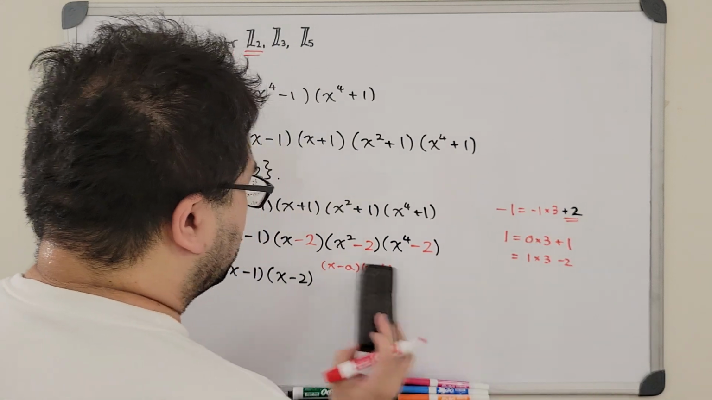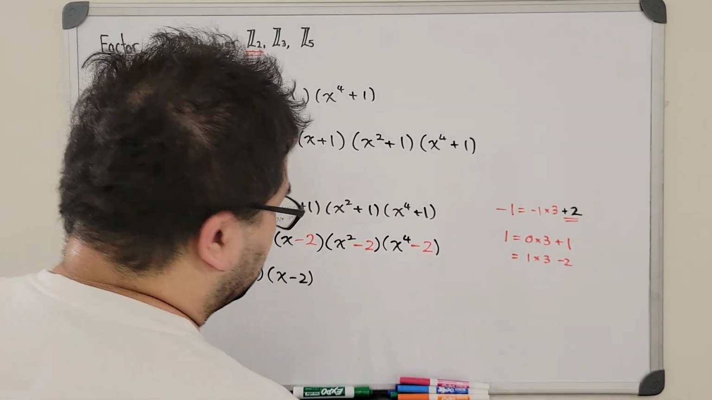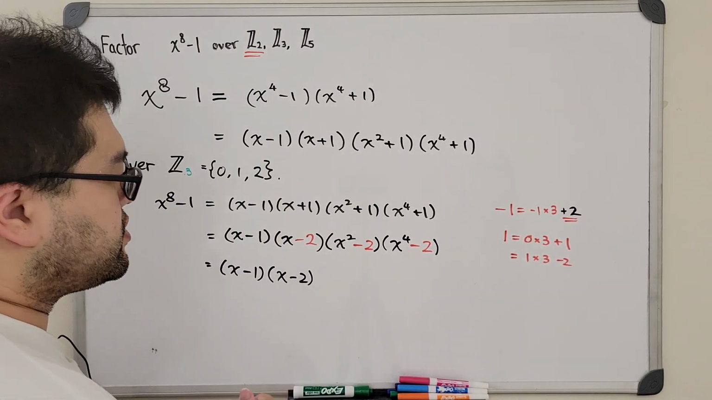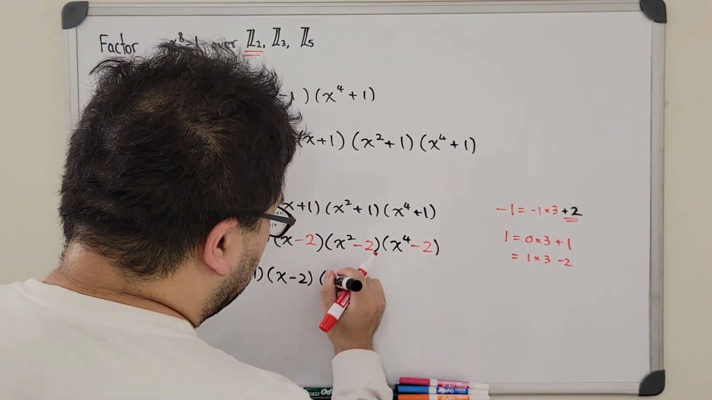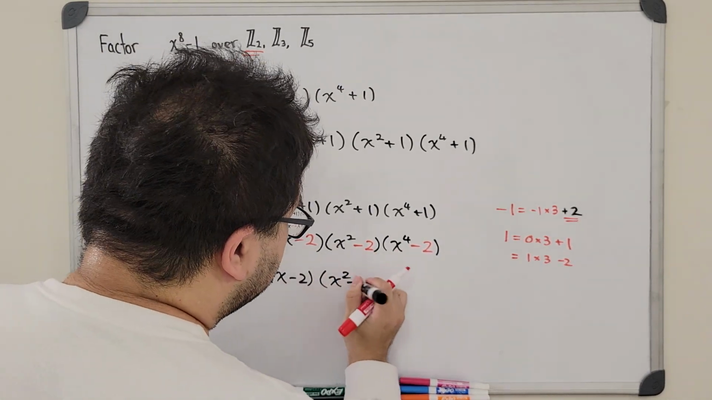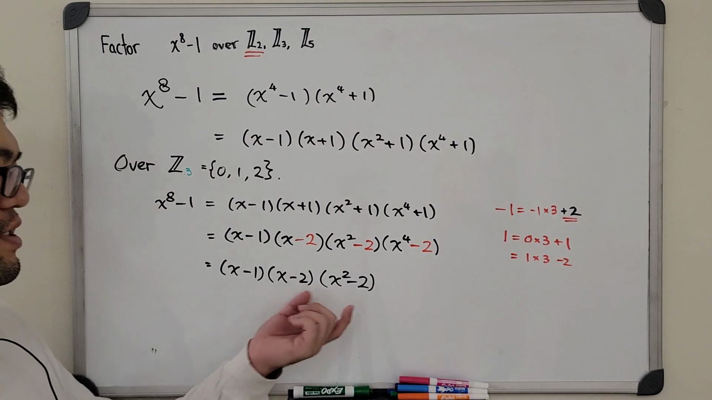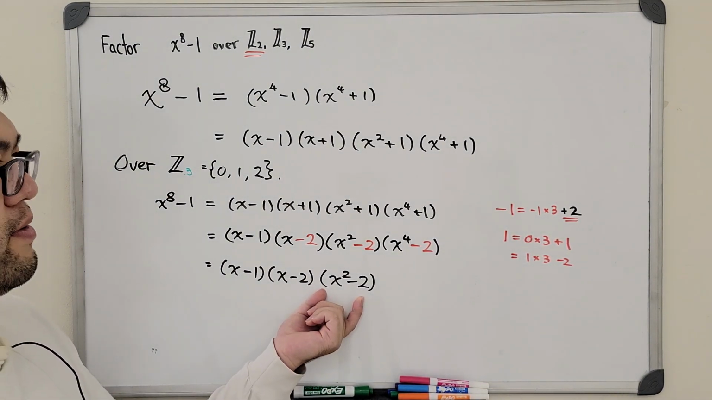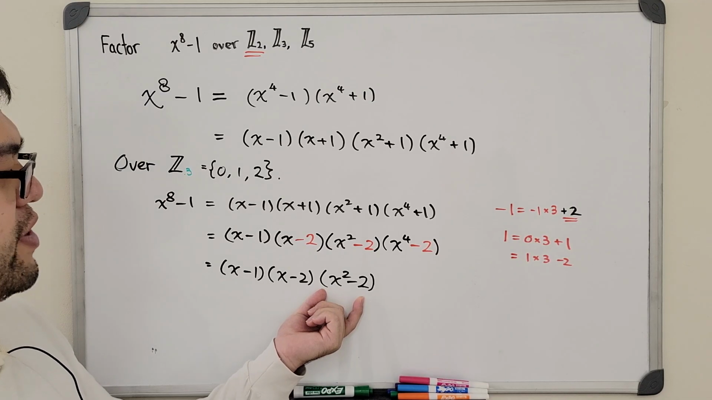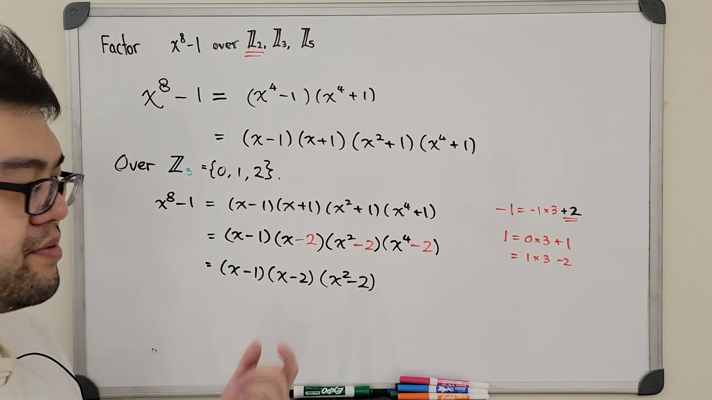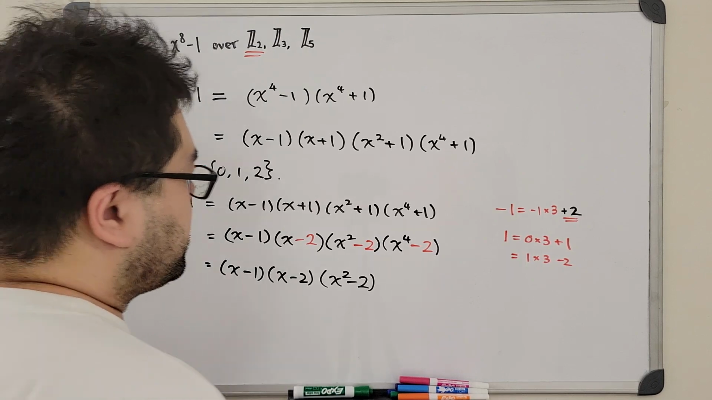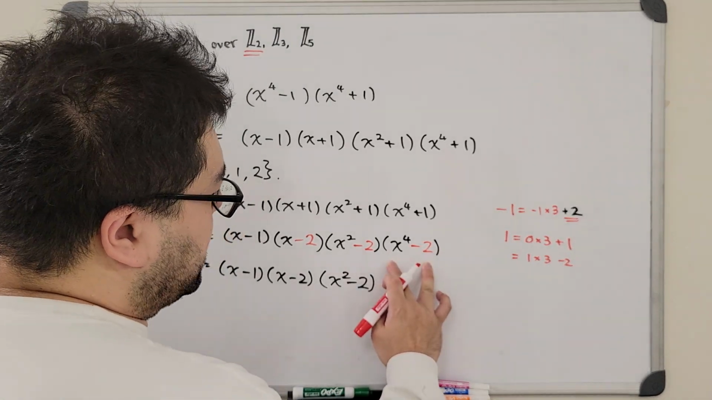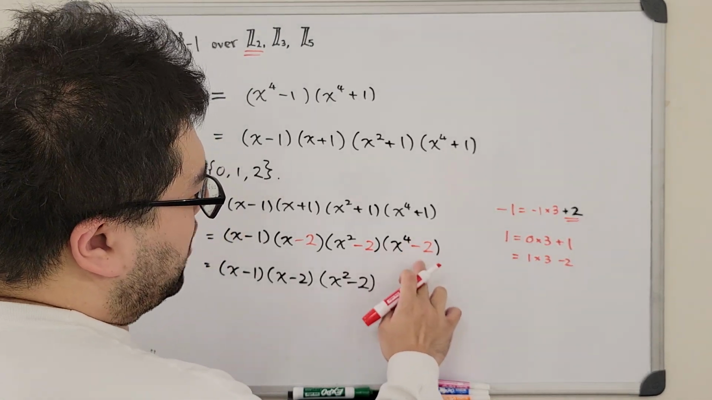Therefore, we will say that x squared minus 2 is irreducible, meaning that this is already the lowest term that we can get, and it cannot be factored into two smaller terms. Great. Last, we need to check x to the 4th power minus 2.